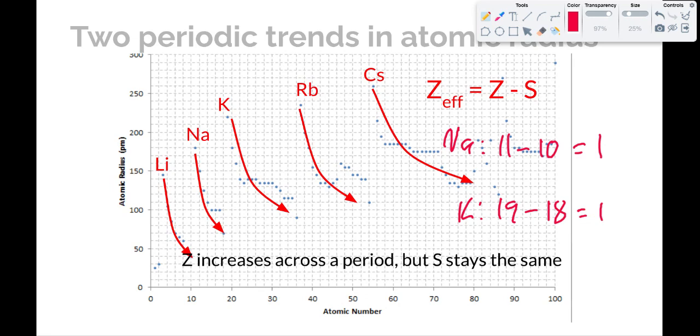And then if we move over to the next column, it's going to be 2. Like with magnesium, for example, moving over 1 from sodium, it's going to be 12 minus 10, which is going to give you 2. And then if we go over 1 more to aluminum, that's going to be 13 minus 10, which is going to be 3. So the effective nuclear charge keeps getting bigger and bigger because Z is getting larger, but the number of shielding electrons is staying the same. So those outside electrons experience a bigger pull, and that pulls them in a little bit tighter to the nucleus and makes the radius get smaller.